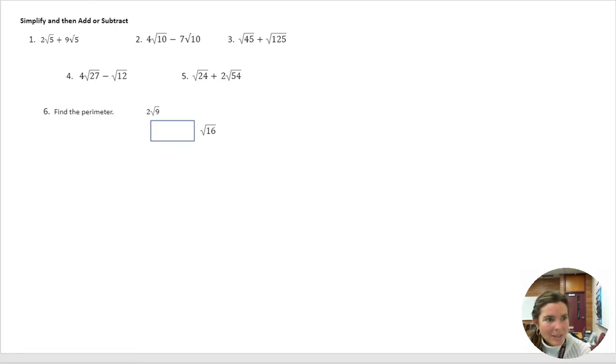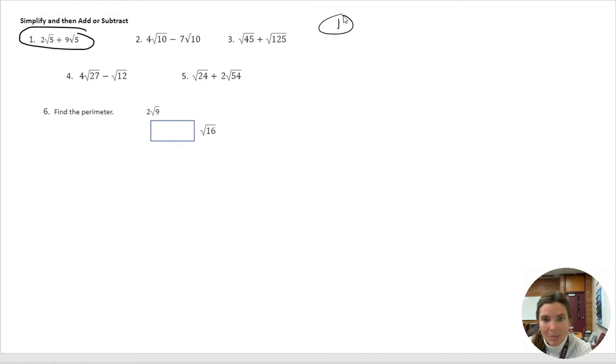Guys, I am going to help you with fixing all of the ones that you missed on your test. So let's go ahead and start with the first one: 2 square roots of 5 plus 9 square roots of 5. Remember, when you add and subtract radicals, if they are like radicals, you can combine them just like they are. So remember, you add the coefficients and you keep the radical the same.